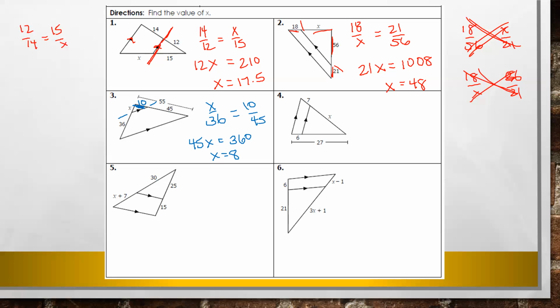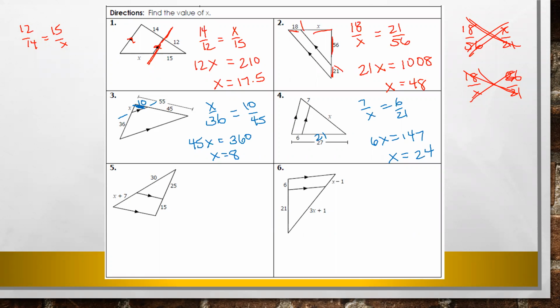Try that one now. Okay, you should have gotten x equals 24. 7 corresponds to x and 6 corresponds to the 21. So when you set up your proportion and cross multiply, you end up with 6x equals 147. Divide by 6, and there's your 24. Some problems will have a little bit more algebra in them, but nothing we can't handle.